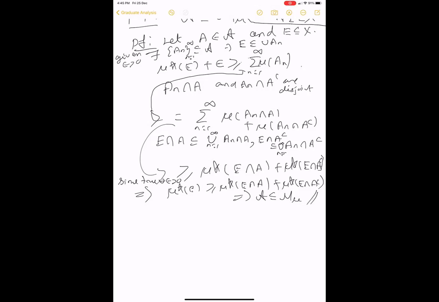Now we want to restrict our mu star to this mu. Once we restrict this to mu, we have to prove that mu is a sigma algebra. So that is the next proposition: algebra and additive.